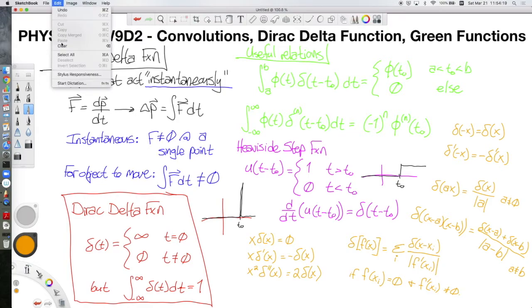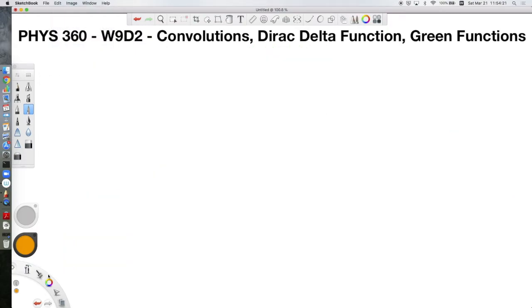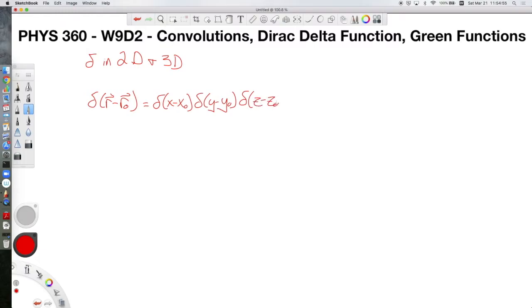Real quickly, I just have a couple more things to write down about the delta functions. We can have delta functions in 2 dimensions and 3 dimensions too, where you might just say delta of vector r minus vector r naught is the same thing as delta of x minus x naught times delta of y minus y naught times delta of z minus z naught. Or, this was in Cartesian.